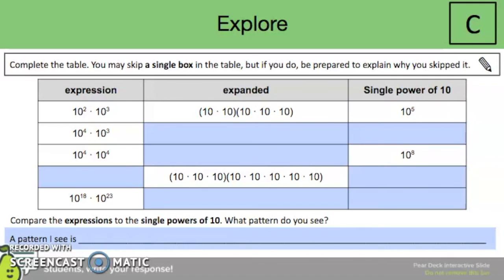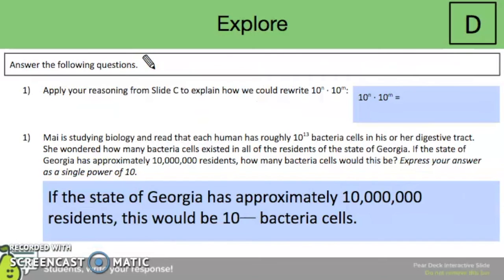After they complete the table, they're going to compare the expressions to the single powers of 10 and write down a pattern that they see. Students are going to continue their explore by applying their reasoning from slide C to explain how they can rewrite 10 to the nth power times 10 to the nth power. And then students are going to answer a question about how many bacterial cells there would be. And so students only have to fill out the exponential value of the base 10.